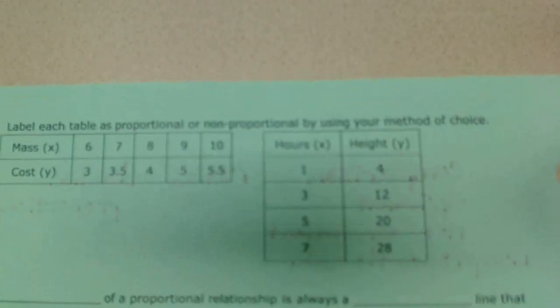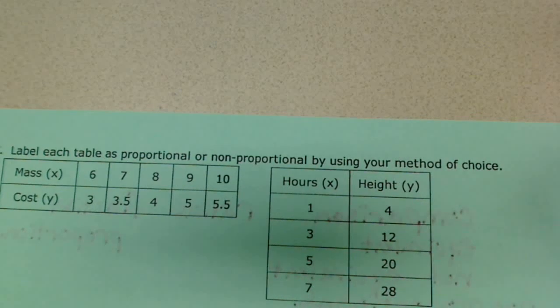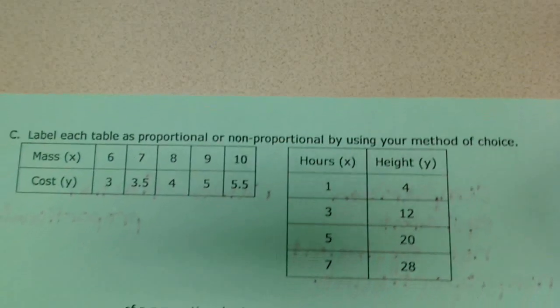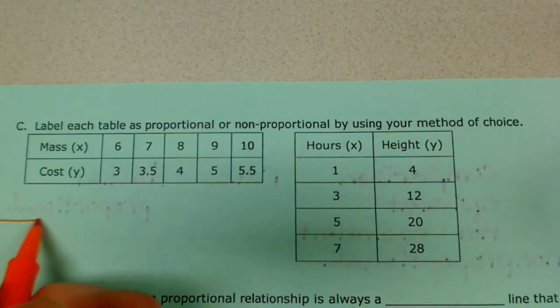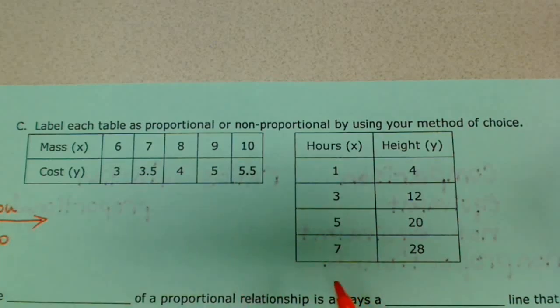All right, let's go ahead and look at the back. Here we have: label each table as proportional or non-proportional by using your method of choice. So what I'd like for you to do now is pause the video, and do these two tables and determine which one's proportional and which one's non-proportional.